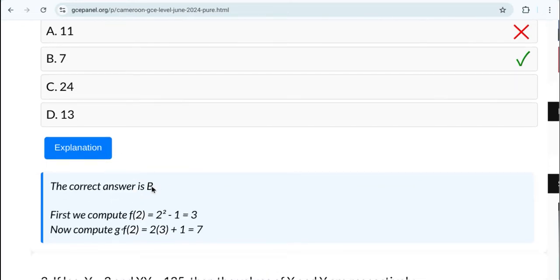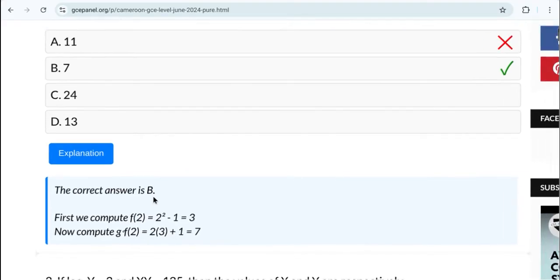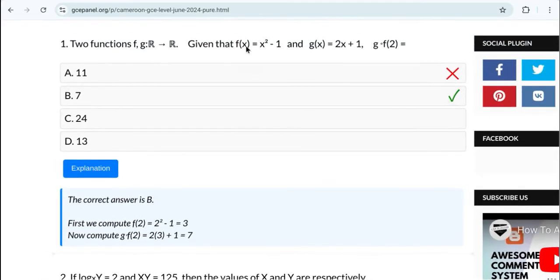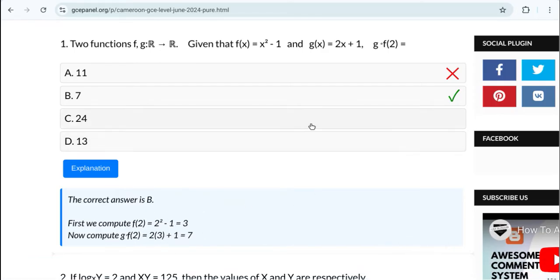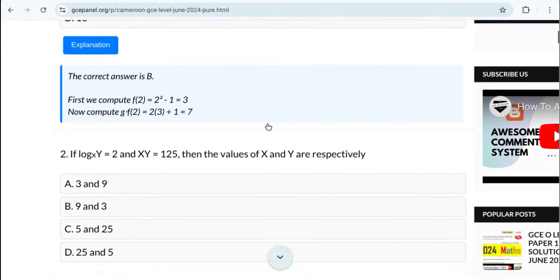So first of all, we can look for f of 2. And what will be f of 2? f of 2 will be equal to 2 squared minus 1, which is 3. Okay. Now we can compute g of f of 2. And g of f of 2 will be equal to 2 into 3 plus 1, which is 7. So this is the explanation. Question 2.